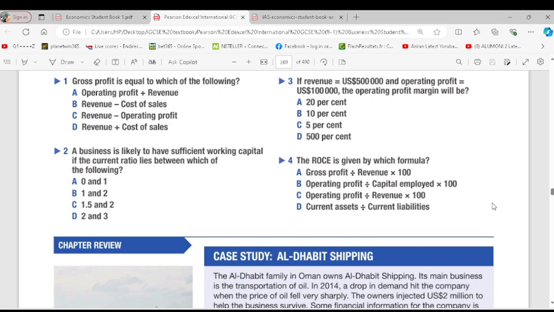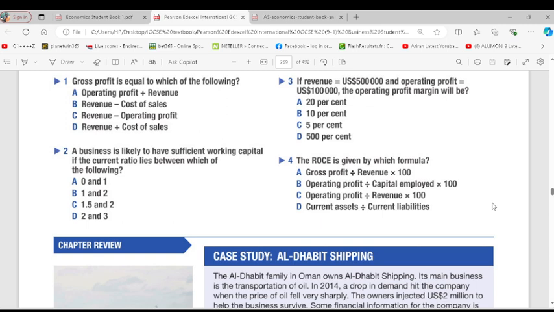Number 4. Return on capital employed is given by which formula? A is gross profit divided by revenue times 100. That's the gross profit margin. Operating profit divided by capital employed times 100. Operating profit divided by revenue times 100.